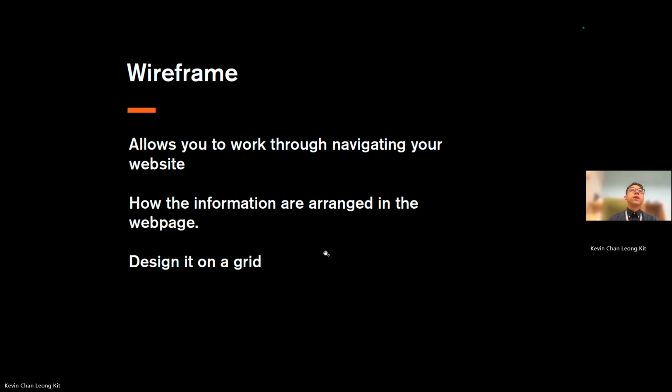All right. So as I said, we are moving on to the wireframe. I've given you some examples of layouts on designing on a grid. So when you work on your wireframe as well, you need to design it on a grid, which we will do later. I will show you how to do the grid on Figma and do the wireframe, the process of it. Now a wireframe, like I said, allows you to work through navigating your website. So for example, once you have a sitemap, the big picture, now you are using the smaller picture, each page layout, each page, how information is being arranged on the web page.